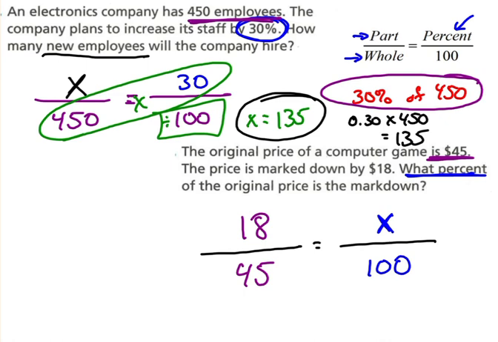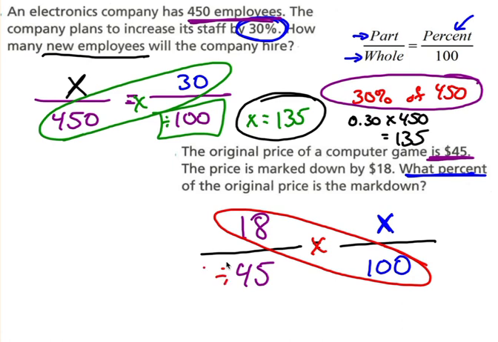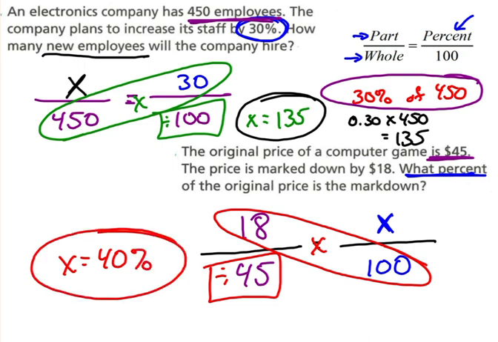Okay? So I multiply the two that are diagonal. I divide by my leftover piece. And I get x is equal to 40. Since we're dealing with percent, it would be 40%. That's my missing piece of information. So hopefully that made some sense. We're going to practice this tomorrow together and make sure everybody is comfortable with how to solve these problems.